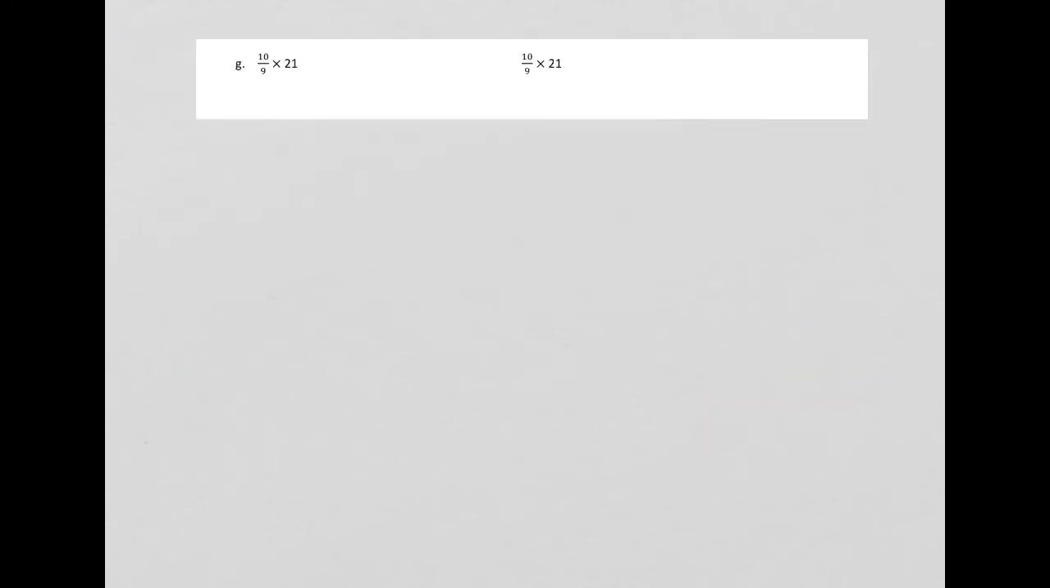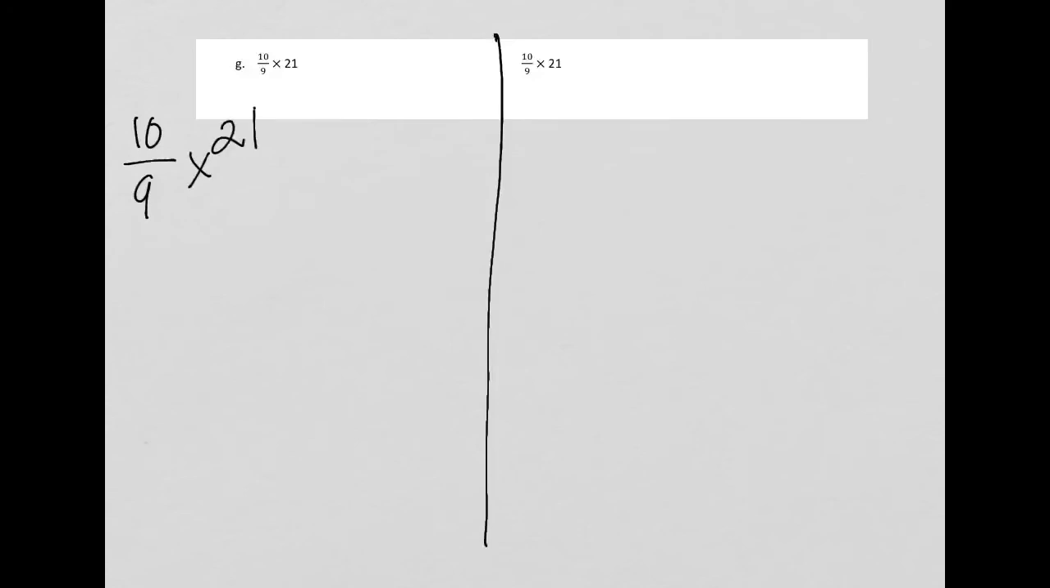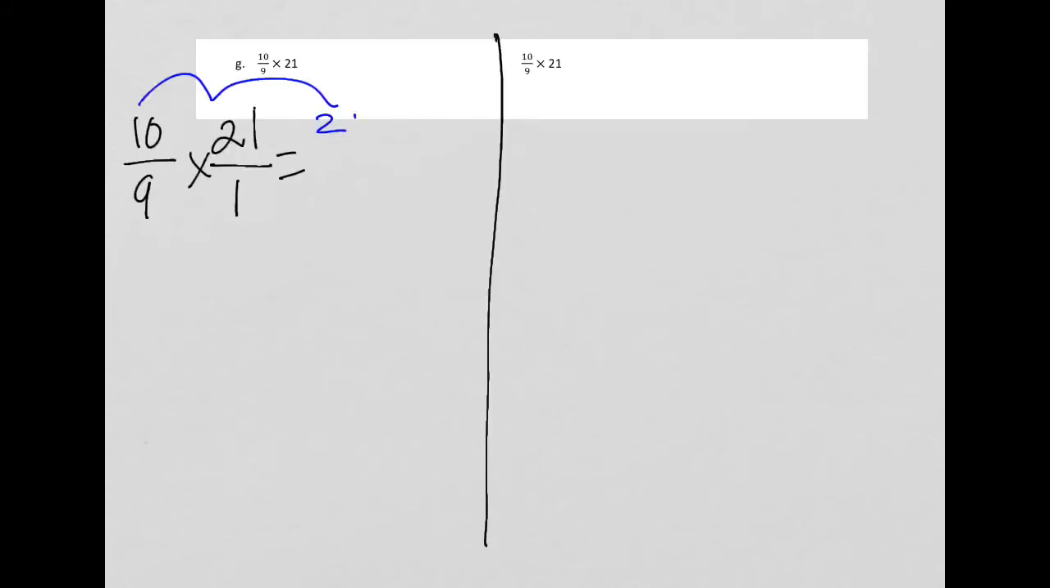Let's keep practicing. So we're going to do the same thing. We're going to solve this in the 2 different ways. So the first way is 10/9 times 21 first. So 21 over 1. Well, we're going to multiply straight across. 10 times 21 is 210. 9 times 1 is 9. So I get the big fraction of 210 ninths. Well, I'm going to do that division.